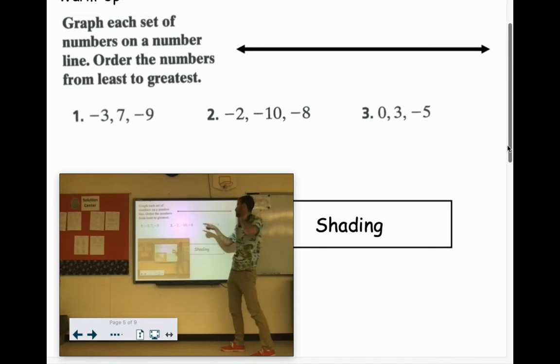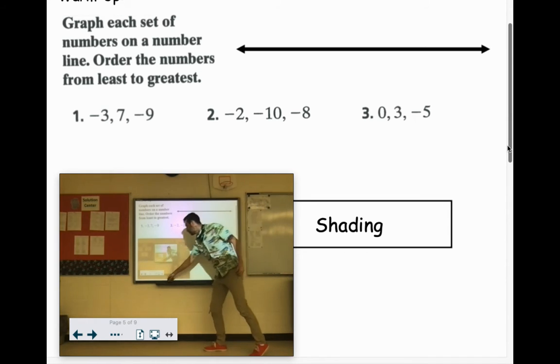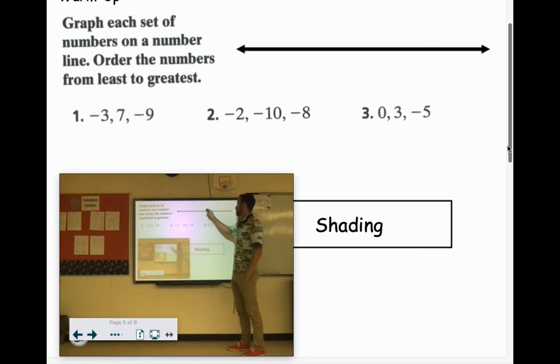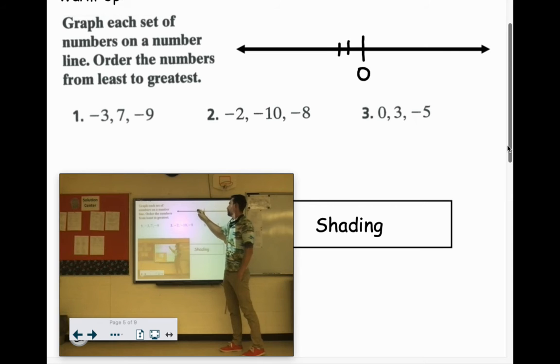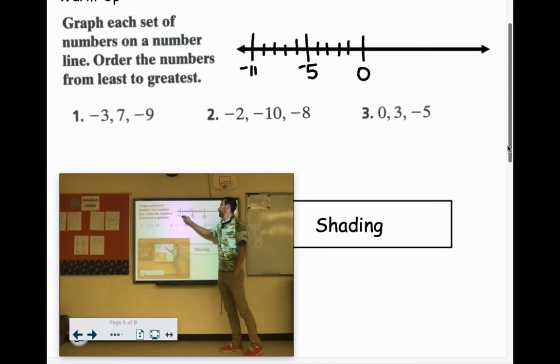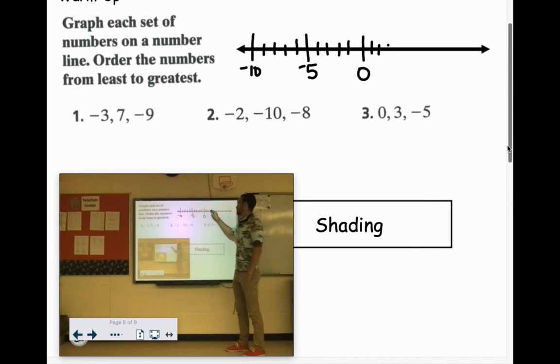I see the smallest number I have is -10. The largest number I have looks like it's 7. So we just have to make sure we include those. So I'm going to put 0 in the middle, -1, 2, 3, 4, 5. I'm just going to label every 5. -10, 1, 2, 3, 4, 5, 8, 9, 10.